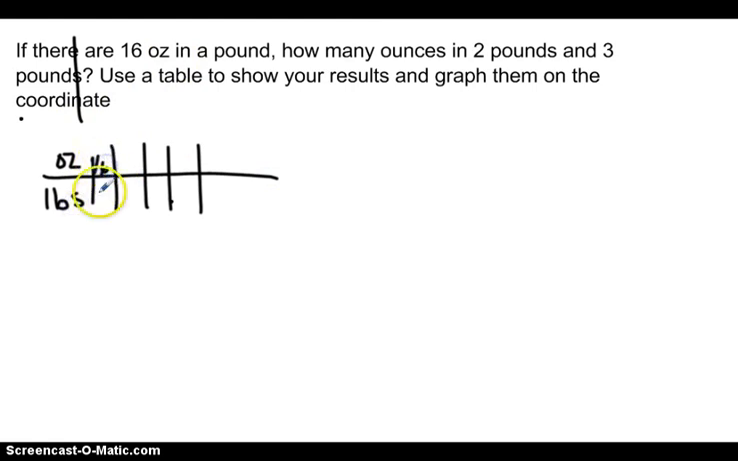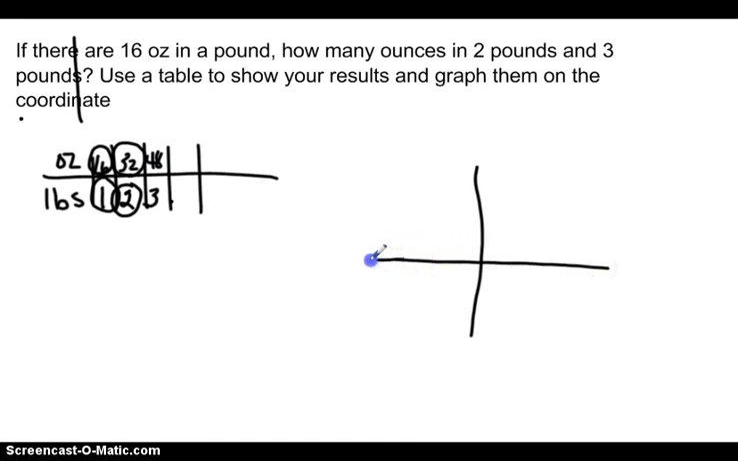There's 16 ounces in 1 pound. I need to find 2 pounds. So in order for me to do that, I double 1 to get to 2. Double 16 makes 32. So there's 32 ounces in 2 pounds. And to get to 3 pounds, I would add these two together. 1 plus 2 makes 3. 32 plus 16 makes 48. And then your job is to go ahead and graph this on the coordinate grid.